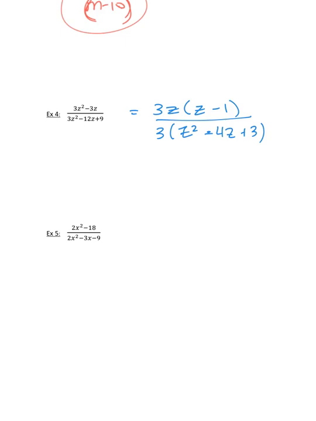And then this here can be factored into two binomials. So I'll have z and z. I have 1 and 3. I need same signs: negative 1, negative 3.